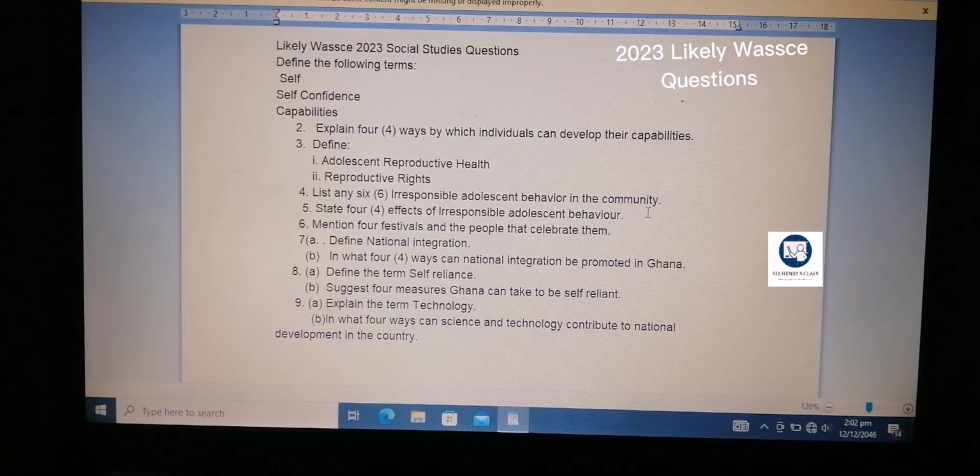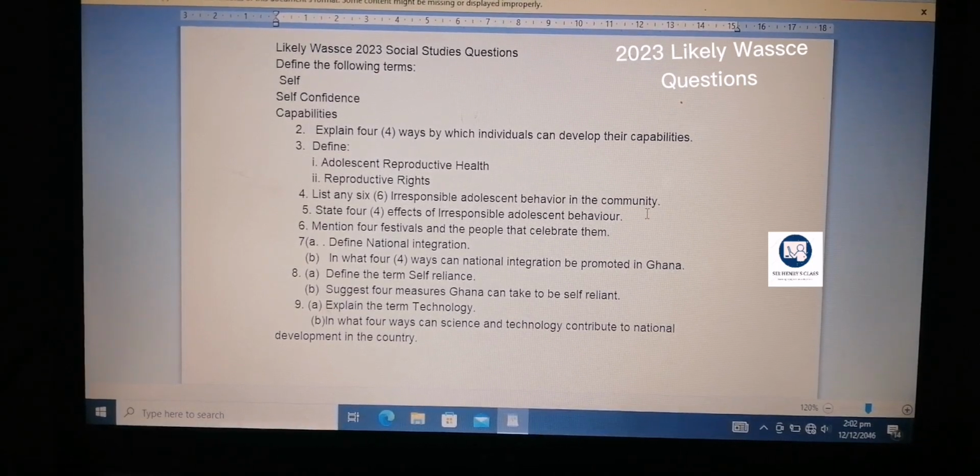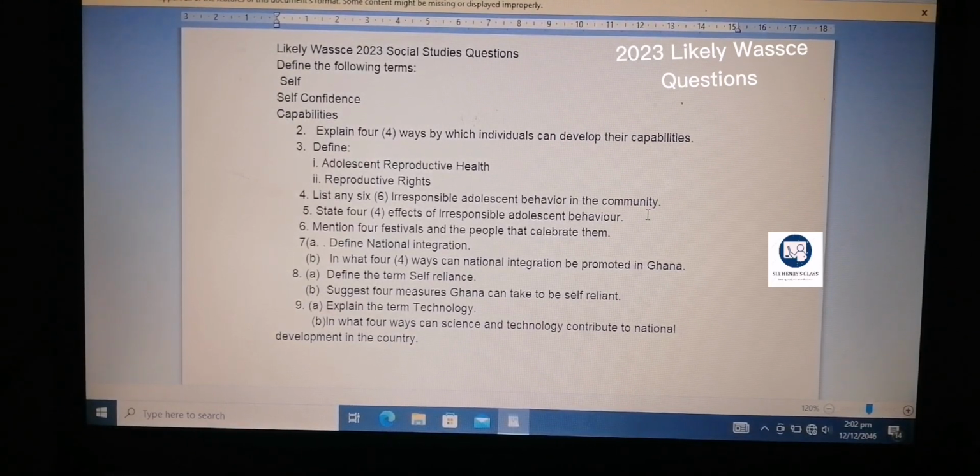Now, with questions like this, it is necessary for you to also check the marks. Because with social studies, some of the questions will just come with "list", but the marks there require you to write more. So the clue is that you should always watch the marks. With a question like this: list 6 irresponsible adolescent behaviors in a community.